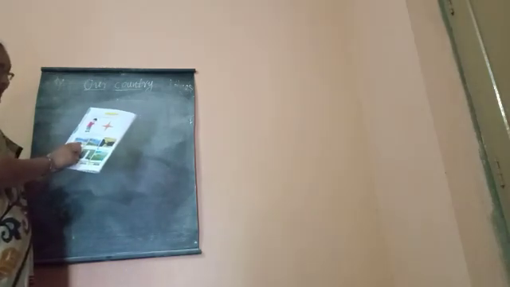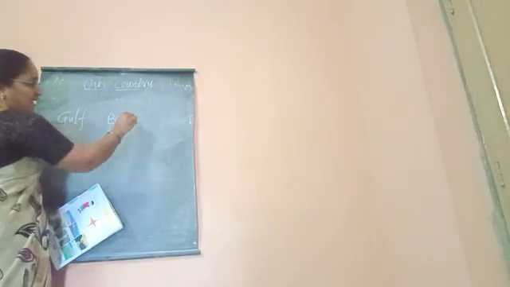See here, a water body surrounded by the land, and it has a narrow opening. Narrow opening means the first one is gulf. First picture is gulf. See here, a water body covered with the land. It has a wide opening compared to this, no? So this is bay. Second one is bay.